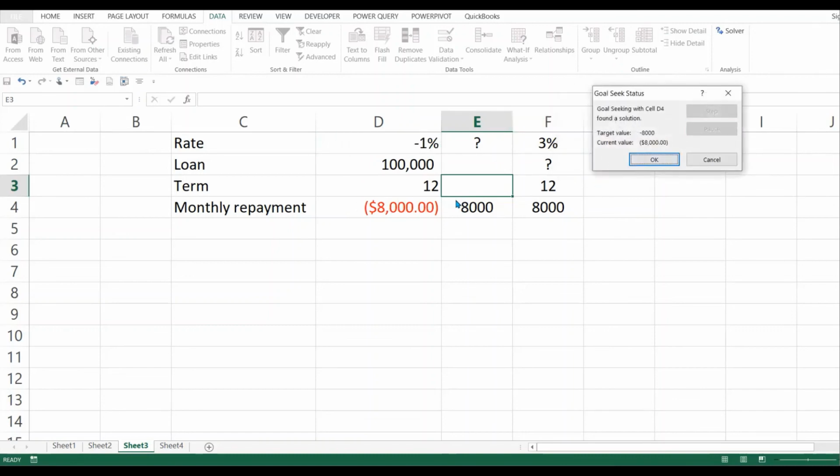Say okay. When I do that, it automatically computes and gives me a result here, which is a weird result, because in some cases, you may fail to get a result. Here it is showing me that the result is negative 1%, which is quite weird.